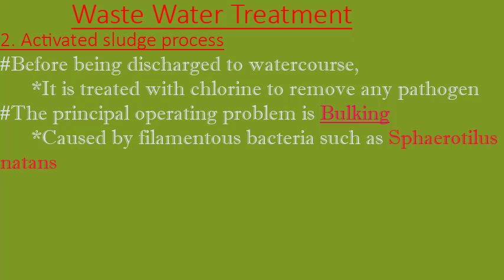But here there is one principal operating problem, what we call bulking. Bulking refers to a problem in the activated sludge process where sludge does not settle properly in the settling tanks or clarifiers. This results in poor solid-liquid separation, causing cloudy effluent and difficulty in removing sludge. Bulking is typically caused by the excessive growth of certain types of filamentous bacteria called Sphaerotilus natans.